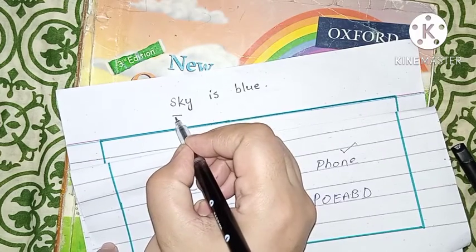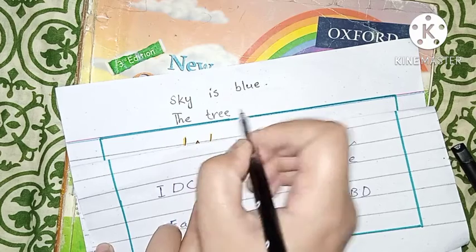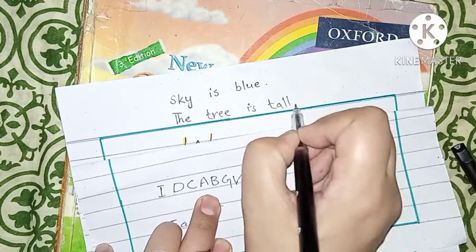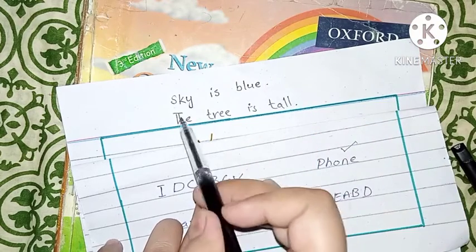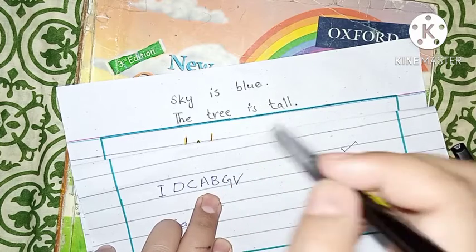The tree is tall. One more sentence. So 1, 2, 3, 4 words made a sentence. Three words made a sentence.